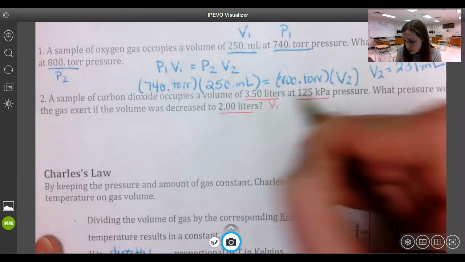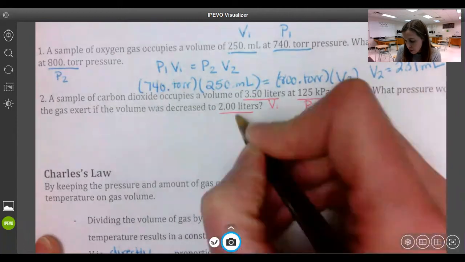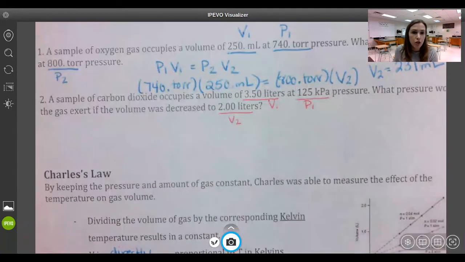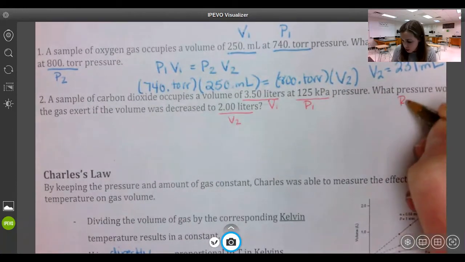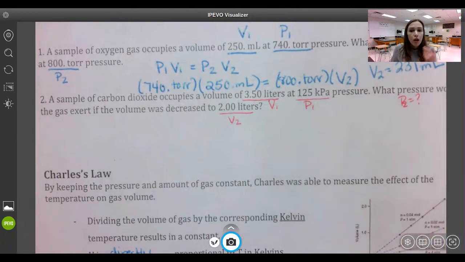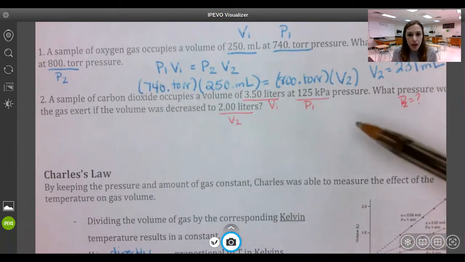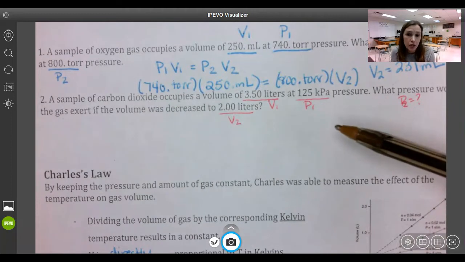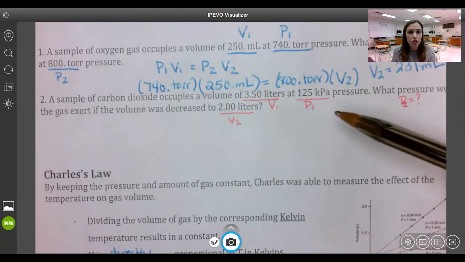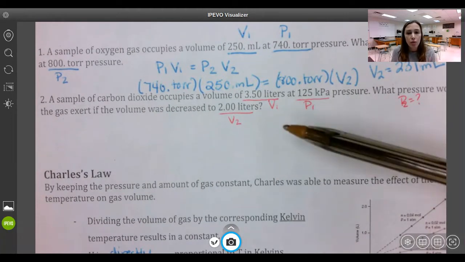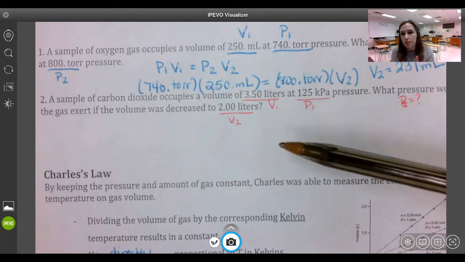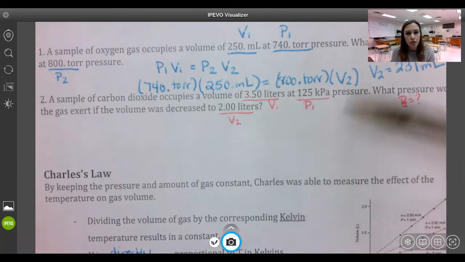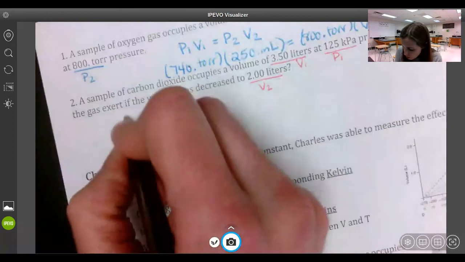So we have our initial volume and our initial pressure, and then we have our final volume, and we're looking for P2. All right, so with this, just to point out how this is different than, say, an ideal gas law situation, we have variables that are changing. So this is where we're looking at P1 V1 versus P2 V2, and then we can use Boyle's law.